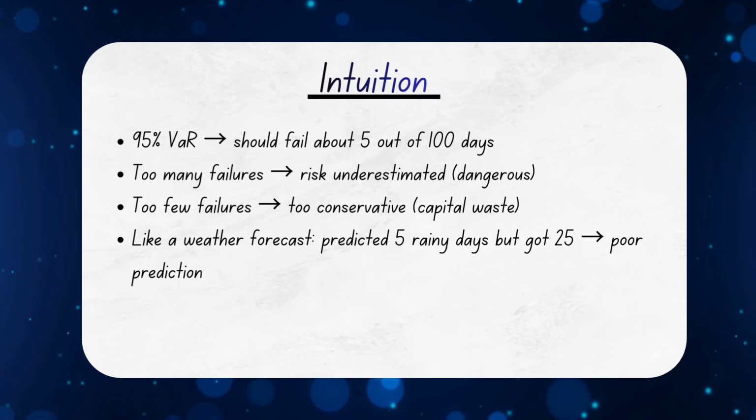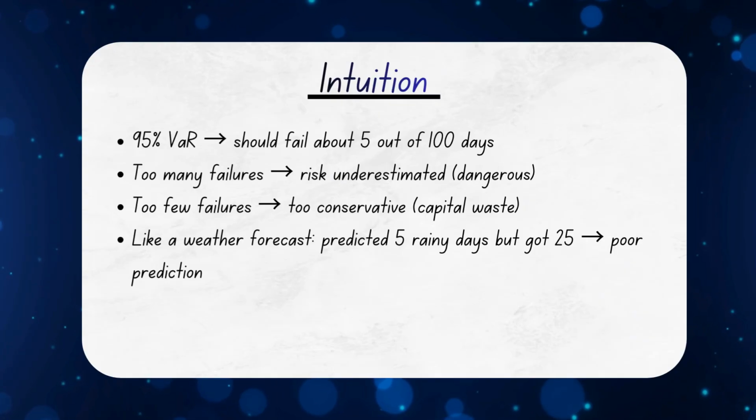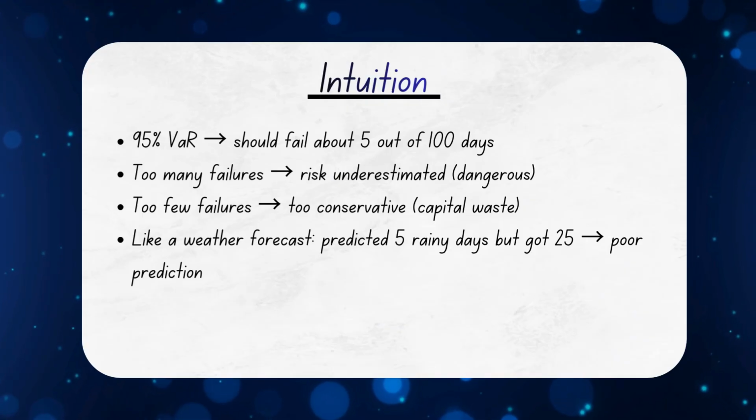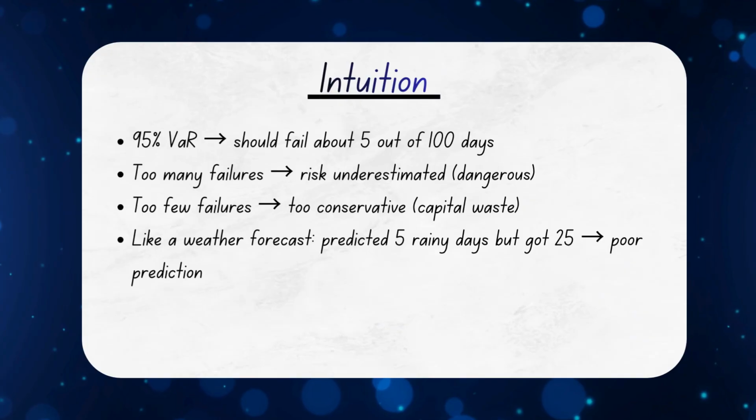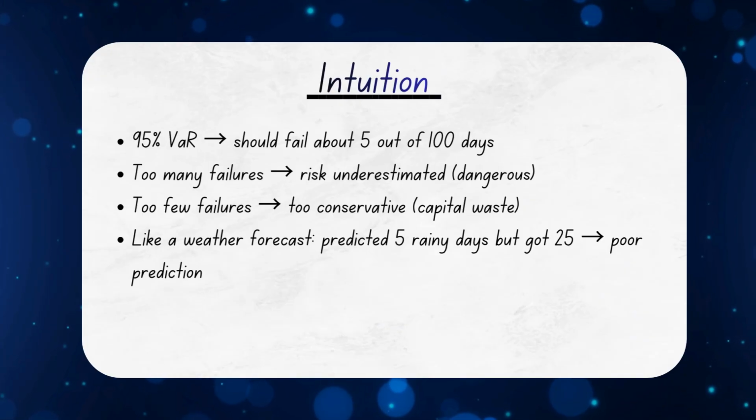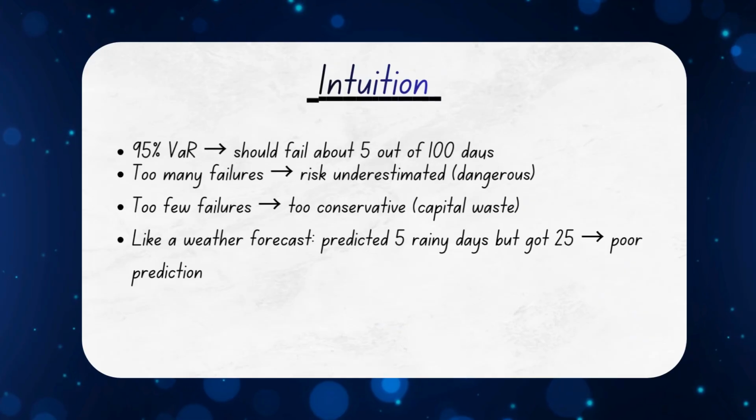A simple real-life example is a weather app that says only 5% chance of rain. In 100 days, it should rain about 5 days. But if it rains 25 days or never rains at all, you'd stop trusting that app. VaR backtesting works exactly the same way. We're checking whether predictions match reality.